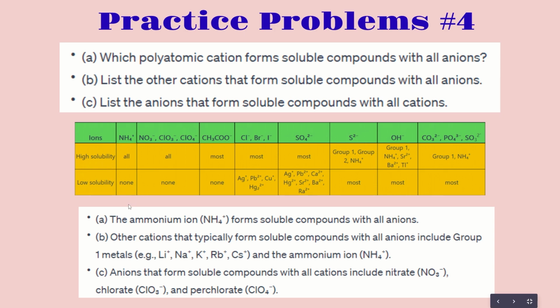And for the third part, anions that form soluble compounds with all cations include nitrate, NO3-, chlorate, and also perchlorate. If we look for soluble compounds, they most of the time include the nitrate, the chlorate, or the perchlorate. So this summarizes practice question number 4.